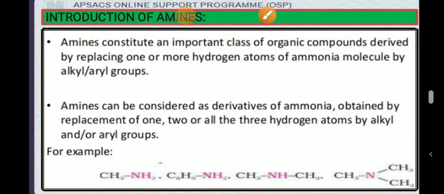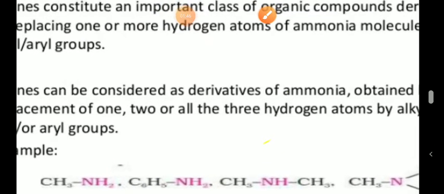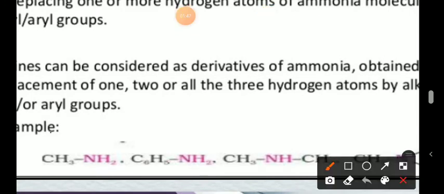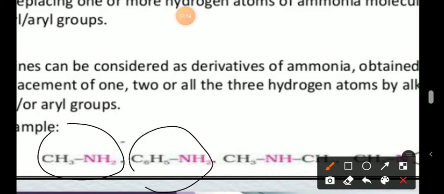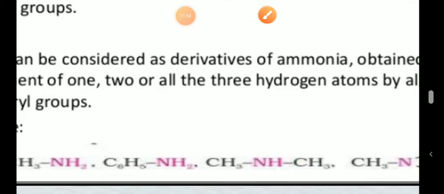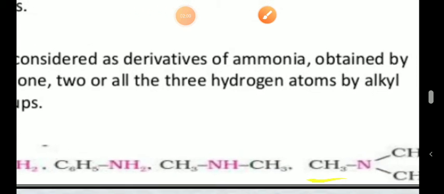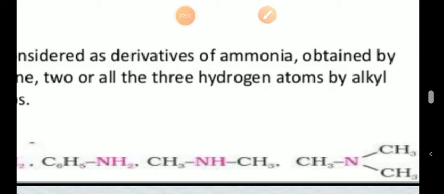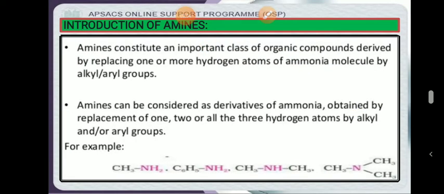As you can see, it is CH3NH2, and these are the different examples. This first one is a primary amine, an example of an alkyl amine. This is the C6H5 attached with the NH2 group. Then we have two methyl groups attached with the NH, and then you can see we have three CH3 groups attached with the nitrogen.